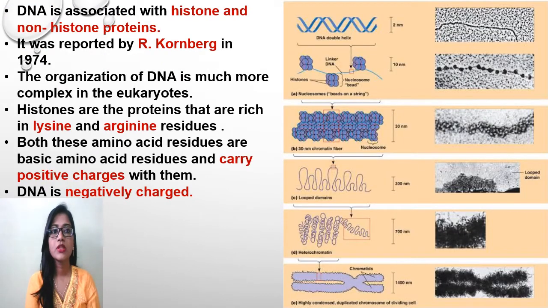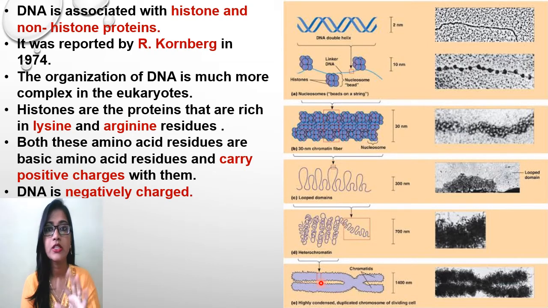In this slide you can observe the diagram where the chromosomal structure is shown. The genetic material in the eukaryotic cell is packaged in the form of chromosomes. Now you can observe this chromosome, which is a highly condensed, duplicated chromosome present in the dividing cell. These are the chromatids, and this is called heterochromatin. We are going to discuss what heterochromatin is and what euchromatin is later on. Just try to understand this diagram.